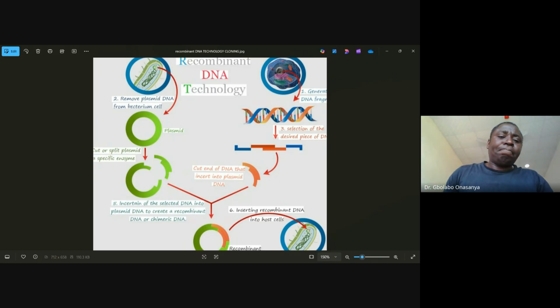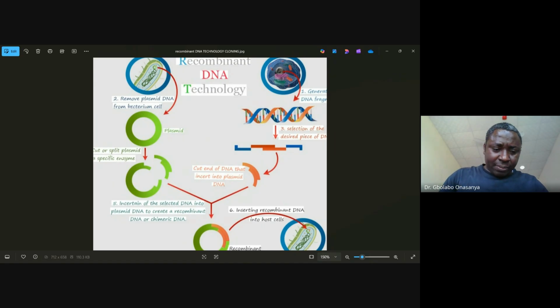Let me go this way. I have told you what cloning is: the laboratory-based multiplication of identical copies of a gene or an organism. When you create millions of copies, all of them have identical copies of the genes of their parent.